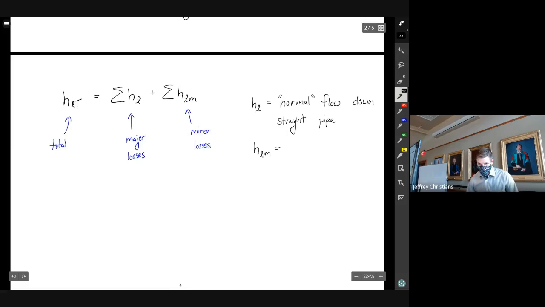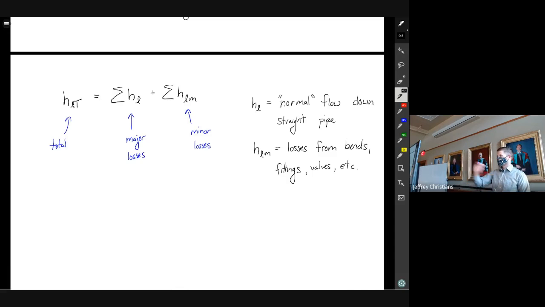Minor losses are losses from bends, fittings, valves, etc. Basically anything exciting that's not just a straight section of pipe. So if you take a curve, that's going to look a little bit different, but there are going to be friction losses for doing that. We'll look first at the major losses at normal flow, and then we'll say, okay, how can we transfer that and look at minor losses from bends and fittings and valves and all kinds of different things like that.